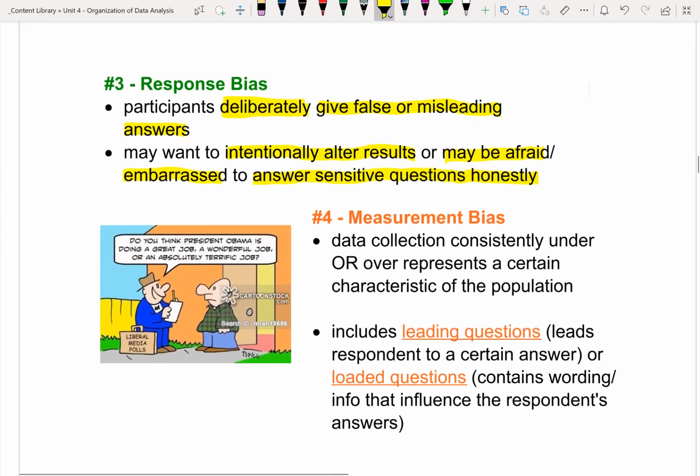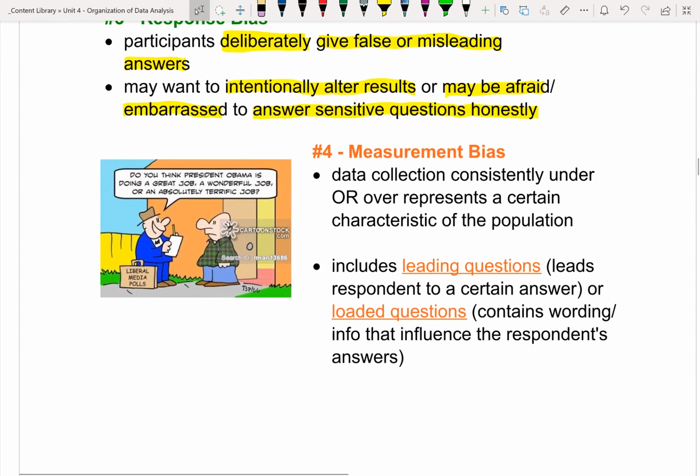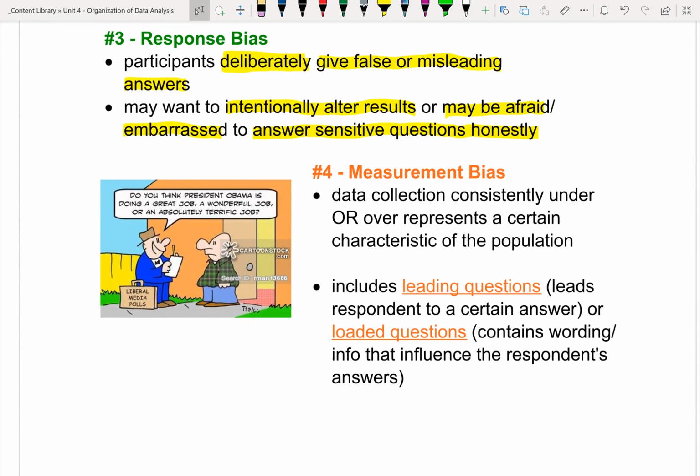And finally, measurement bias. So this is where the data collection consistently under or over represents a certain characteristic of the population.